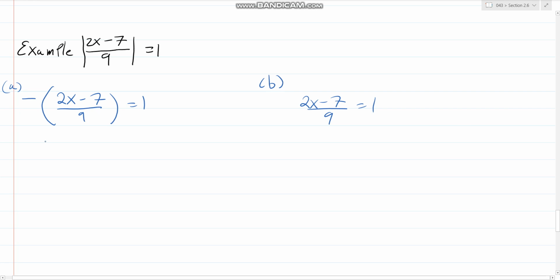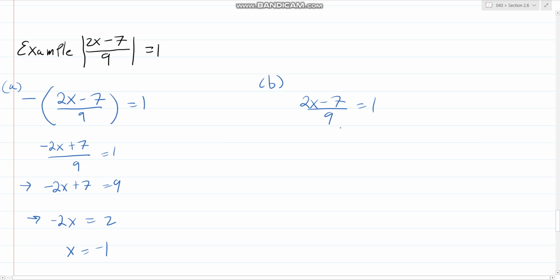All right, well, all the signs are going to change here. So I have (negative 2x plus 7) over 9 equals 1. I can multiply both sides by 9, so I get negative 2x plus 7 equals 9. Now I can subtract 7 from both sides, and I get negative 2x equals 2. And now I can divide both sides by negative 2. I get x equals negative 1. So it looks like that might be an answer, but we'll check that in just a second.